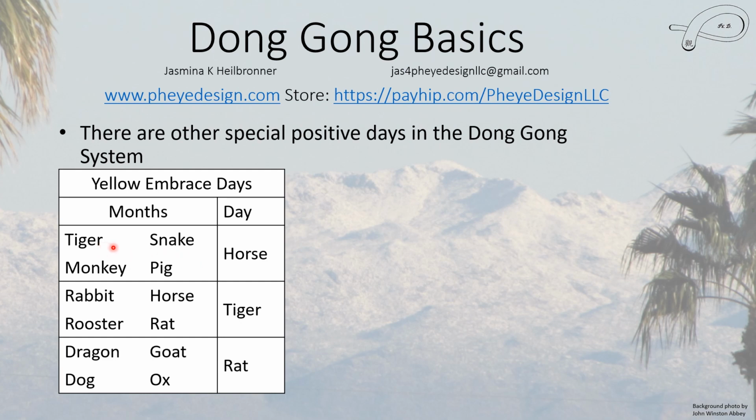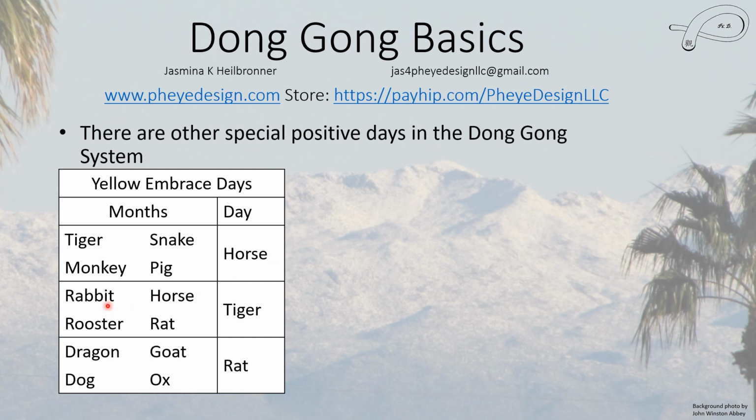So the tiger month, snake month, monkey, or pig months, you just look for horse day. So there are going to be quite a few of these days. Every 12 days, there'll be one of these in each month. And since we got 30 days in the month, you're pretty much guaranteed to get one in each of these months. I don't think there'll be a month with just one.